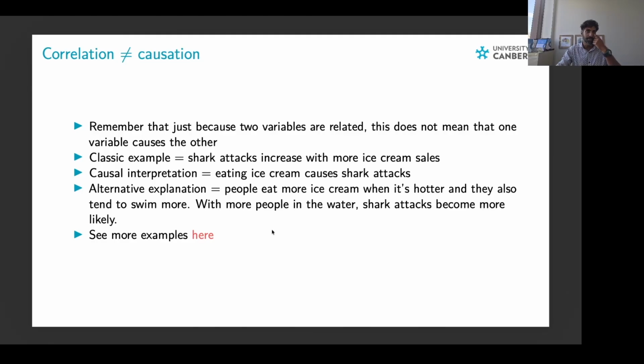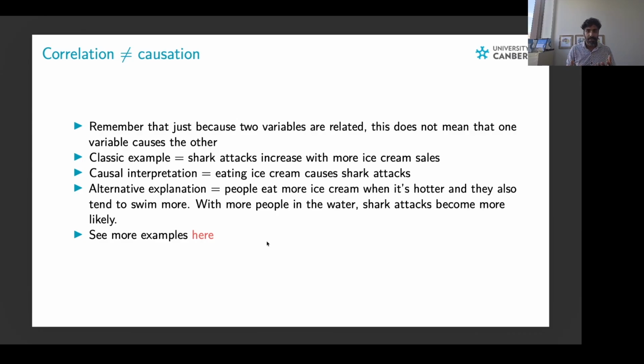And I think I pointed this out when emphasizing the importance of correlation at the very start of this lecture, but correlation does not equal causation. Remember that just because 2 variables are related, this does not mean that one causes the other. Inherently, humans like to think in causal ways, because it's how we operate and how we navigate the world. A classic example here is that shark attacks increase with more ice cream sales.